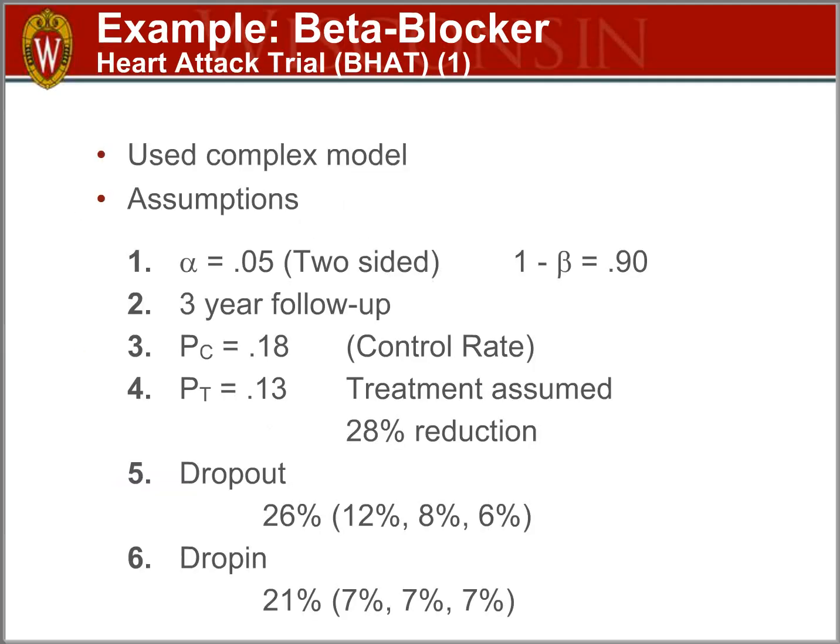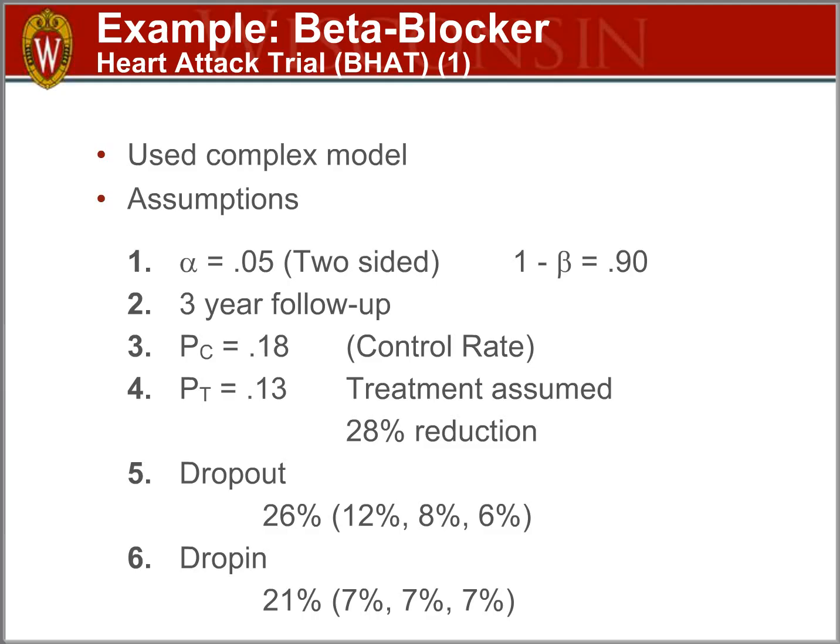Let me give you one example using this more complicated model: a trial called the Beta Blocker Heart Attack Trial, using a beta blocker in patients who had survived a heart attack. Two-sided 0.05 significance level, 90% power, 3 years of follow-up in the trial. The failure rate in the control arm, based on previous trials and data, was expected to be 18% over this period of time. It was hoped that the treatment effect would be 28%, 18% to 13%, and the dropout and drop-in rates are as indicated, which varied over time.